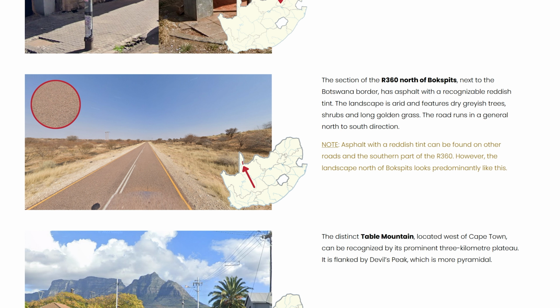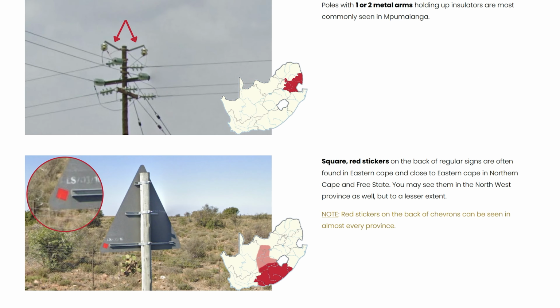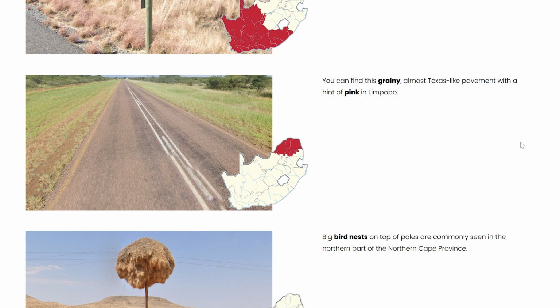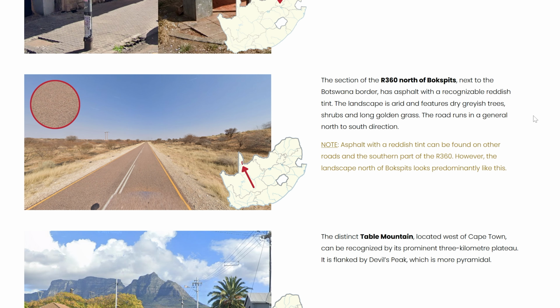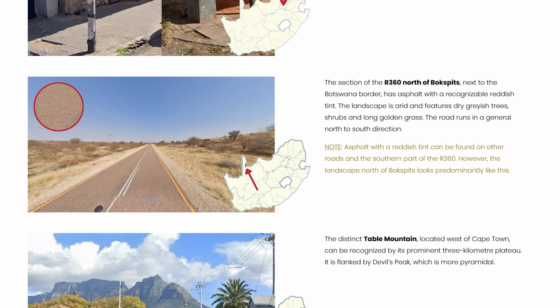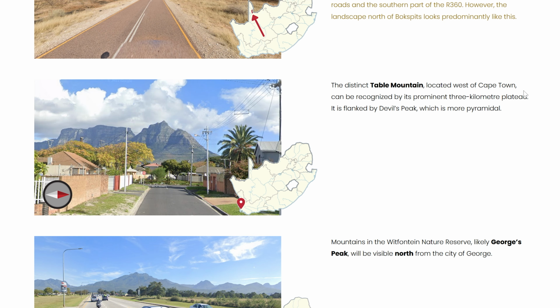Didn't they literally say earlier that if you have a Texas-like hint of red street, you're gonna be in South Africa somewhere? Yeah, over here it said you'd be in Limpopo with roads like this. So what's up with this? The landscape is arid and features dry grayish trees, shrubs, and long golden grass. The road runs in a general north to south direction. Very specific road.